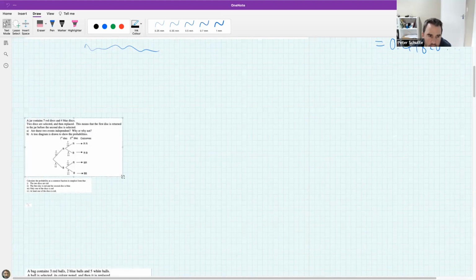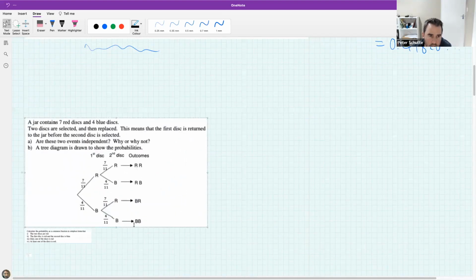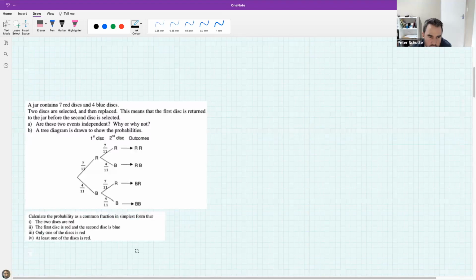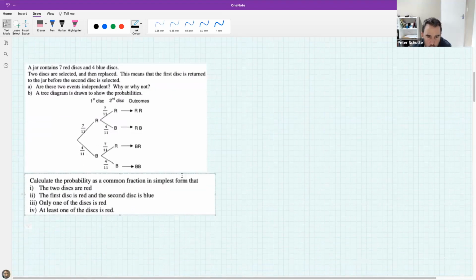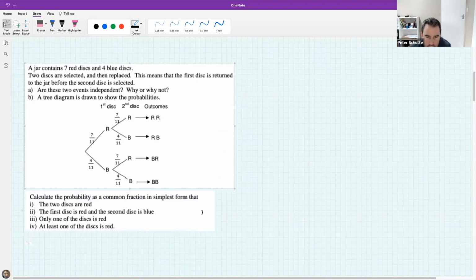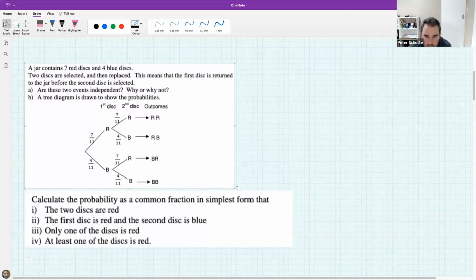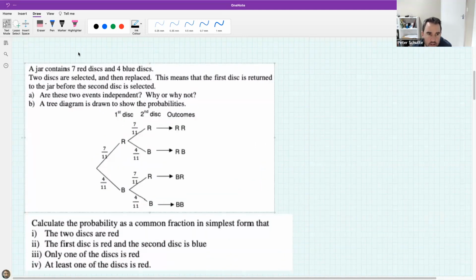Okay. Now, I can see there are some students who still feel a bit confused. So let's go on to a second question where I actually give you the probability tree or the tree diagram. So this is the question. It says, a jar contains 7 red discs and 4 blue discs. 2 discs are selected and then replaced. This means the first disc is returned to the jar before the second disc is selected. Are the events independent? Why not?